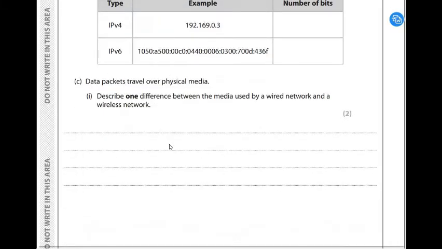Right, next part. Data packets travel over physical media. We need to describe one difference between the media used by a wired network and a wireless network. So we only want one difference. So you could say, in a wired network, packets travel over copper cables, whereas in a wireless network, packets travel over the air. There's not much more you could say to that.